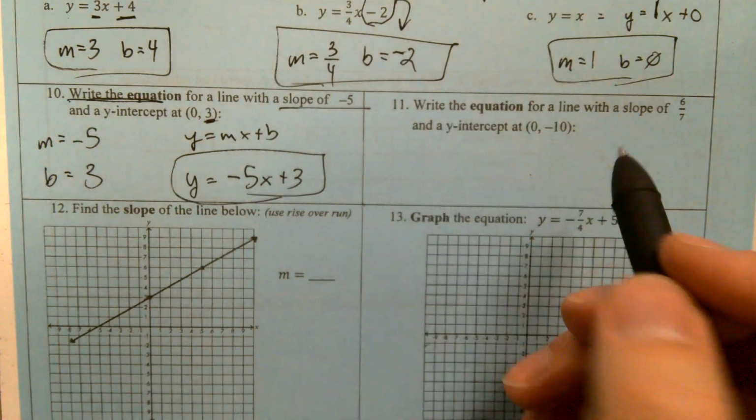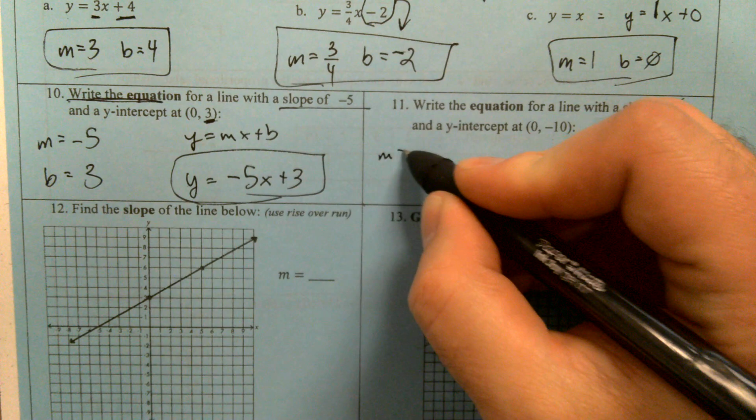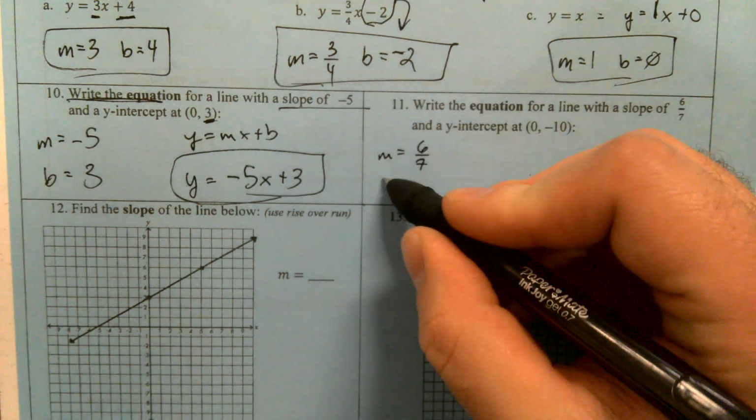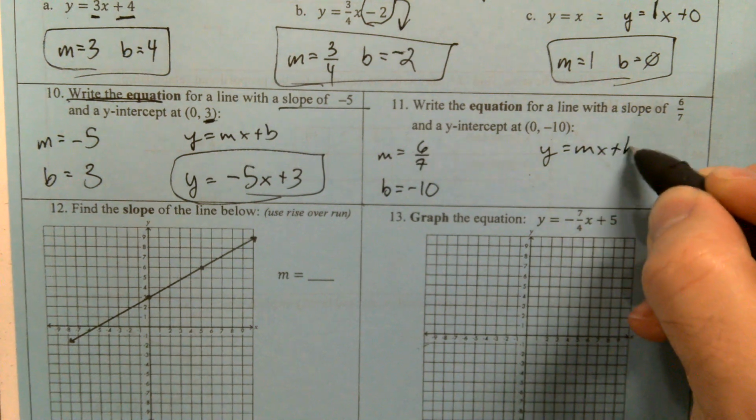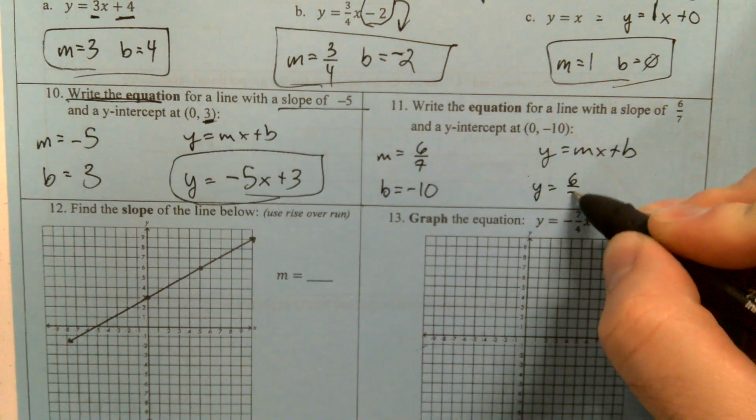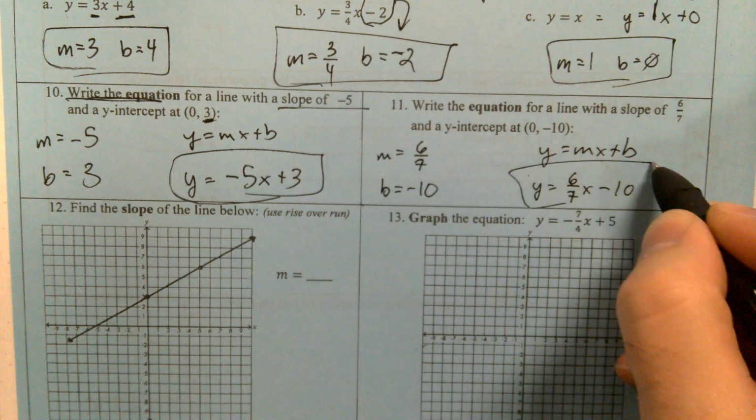And number 11, same exact thing. M is equal to 6 over 7. B is equal to negative 10. Yo mama's ex-boyfriend. Y is equal to 6 over 7x minus 10.